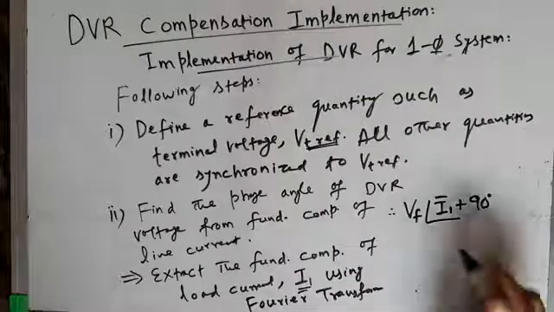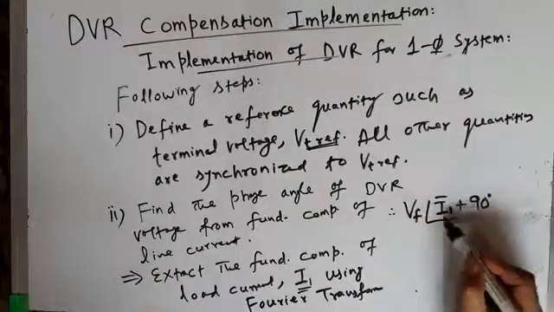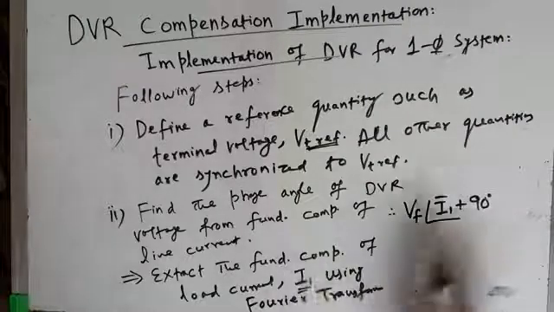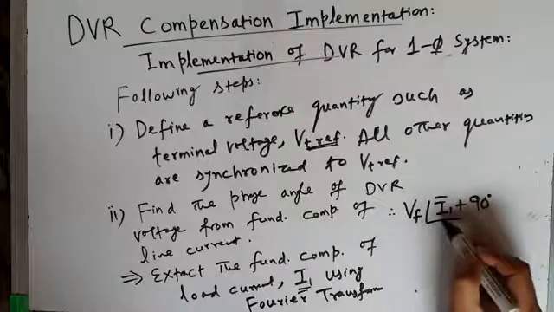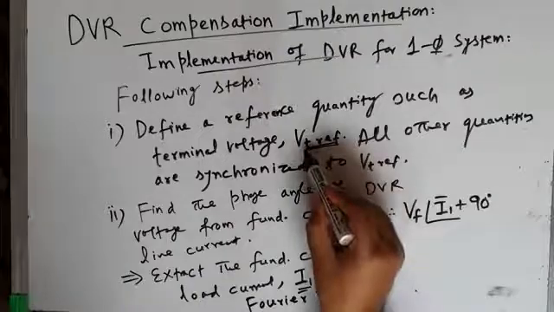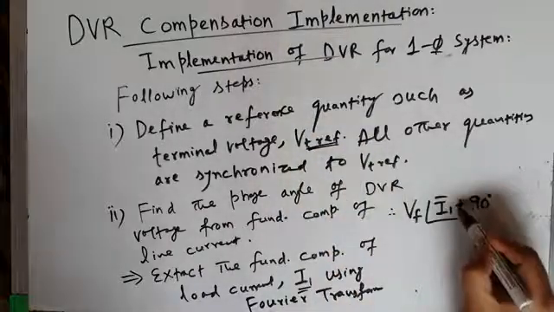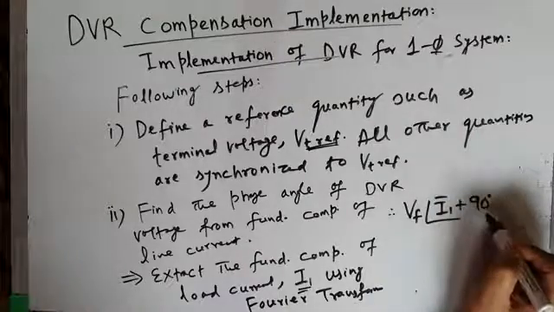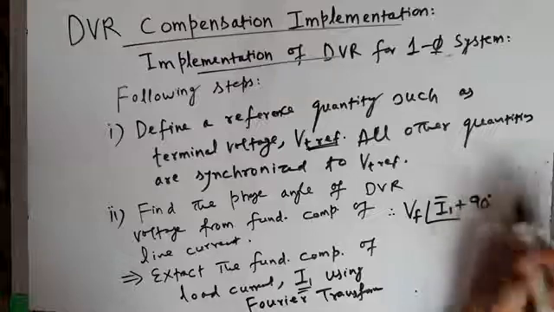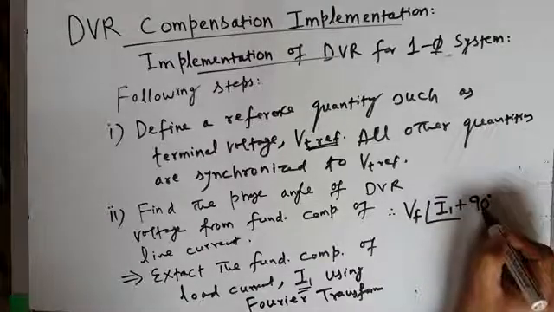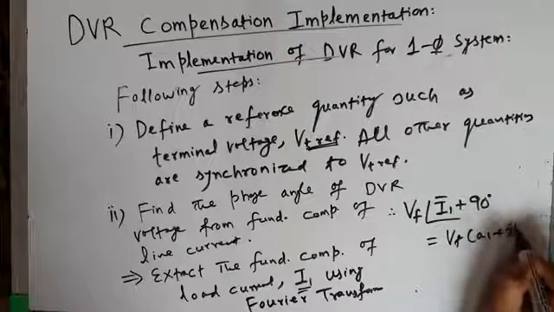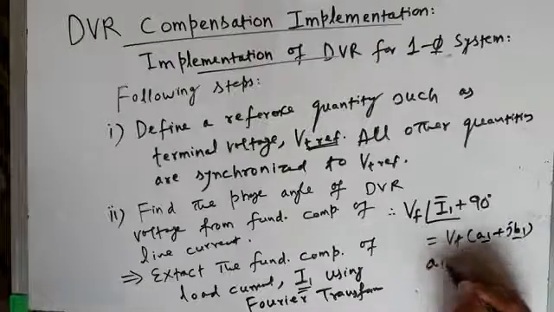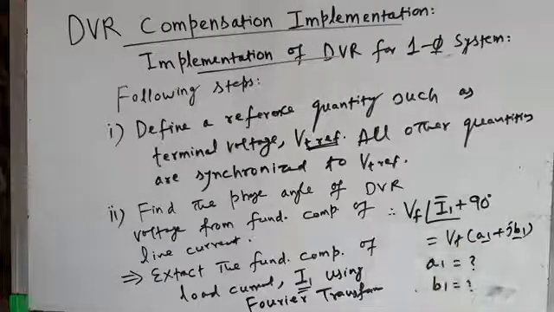So the angle of DVR voltage is found like this. Extracting the fundamental component of load current using Fourier transform gives you the phase angle of the fundamental component of load current with respect to the reference terminal voltage. Shift that phase angle of current by 90 degrees. I have shown you in the previous class how to do it with the help of a numerical problem. So that will give you VF = A1 + jB1. Once you know the phase angle of the compensation voltage, it will have a real part and a reactive part. So you will come to know what A1 is and what B1 is. So this is step number 2.